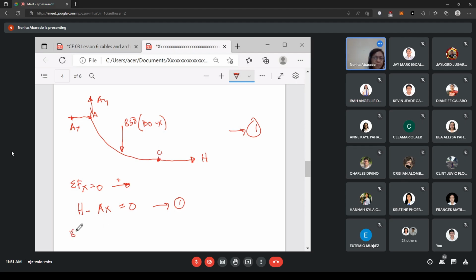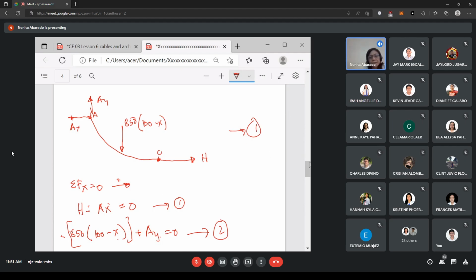Another one: 850 times 100 minus x, minus, then plus AY is equal to 0. So that is another equation. Among our unknowns, we have H, AX, X, and AY. That's a lot. So there are 4 here.